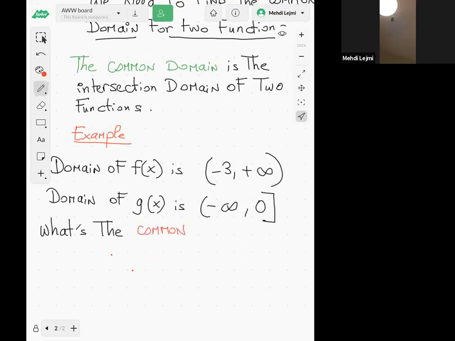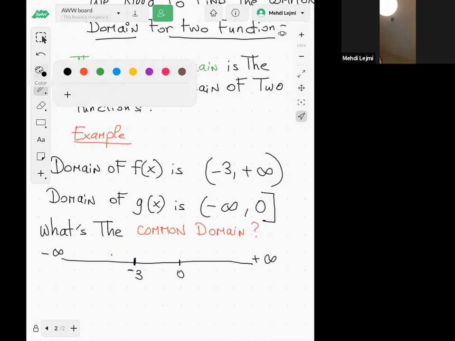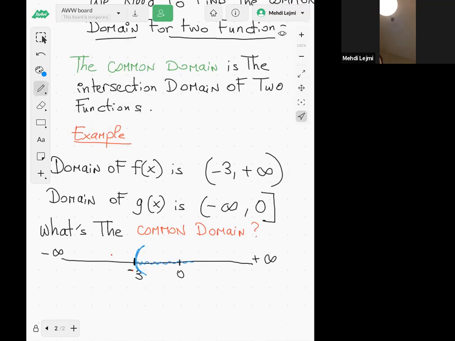The common domain, not exactly, it's not negative 3. So what's the common domain? Nope, it's not 0. So let me explain. I'm going to use number lines here, okay? So for f, this is negative infinity, this is positive infinity. Let's say here's a negative 3 somewhere, here's 0. So the domain of f is negative 3 excluded, so we have a parenthesis here, and then all the way to positive infinity, right?